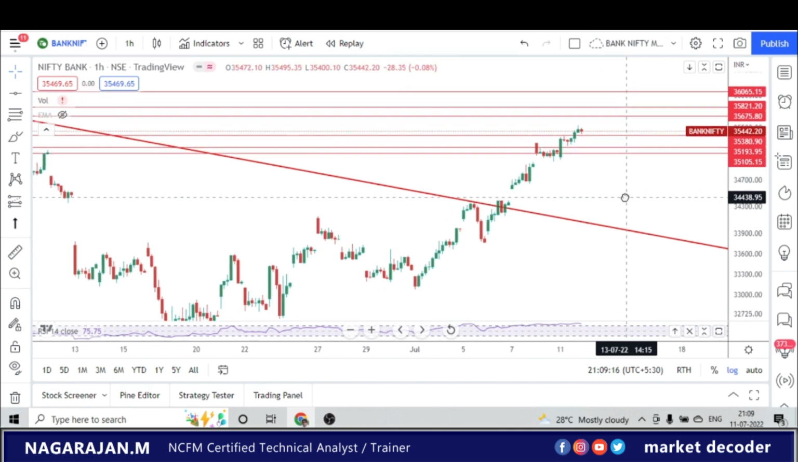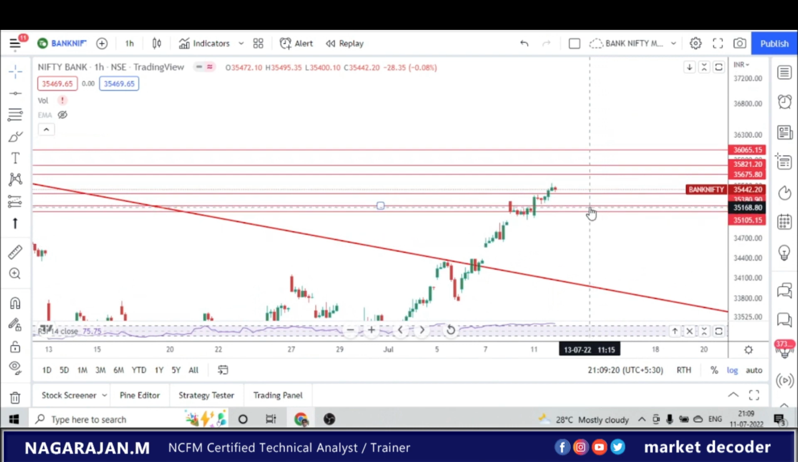Only if the levels are getting triggered, we have to go for a trade. If these levels are acting as a support and we are getting reversal signals, then we can go for a trade, else we will go for a short once this level is taken out. These levels, from 35,400 to 35,100, are going to be a no trade zone.